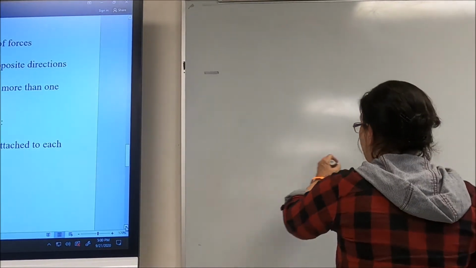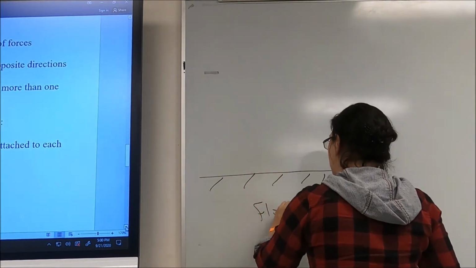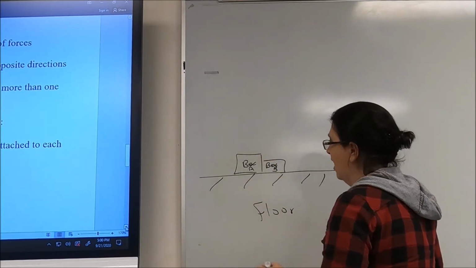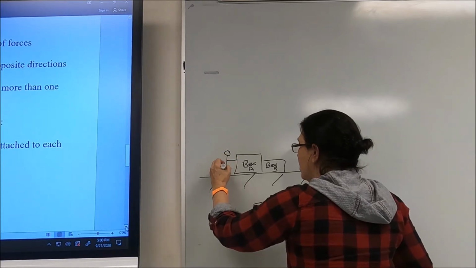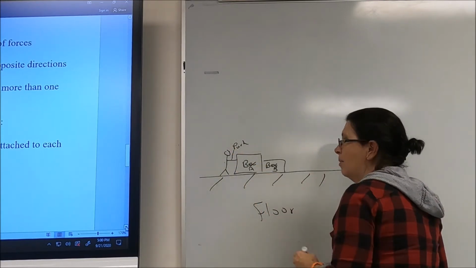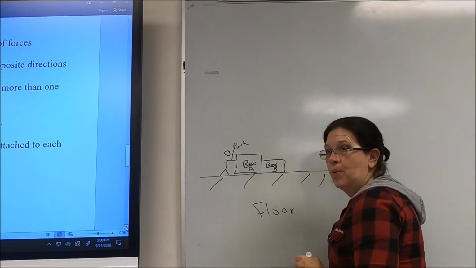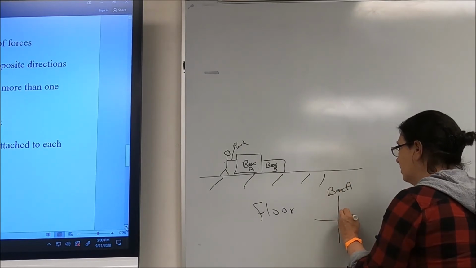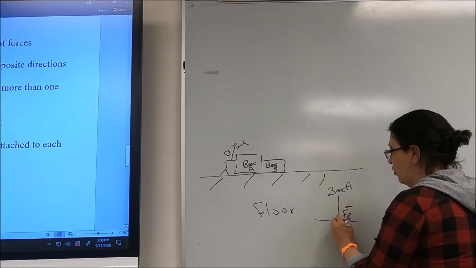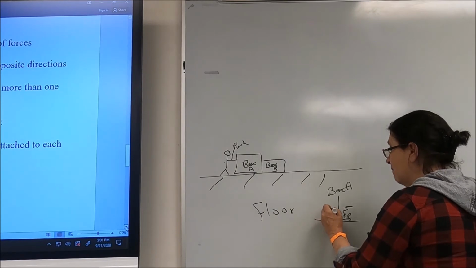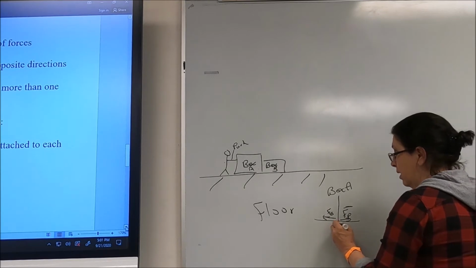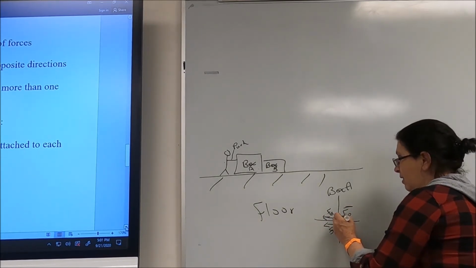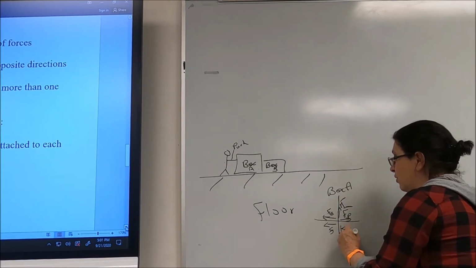So if I were to say that I had floor here, and here is box A, and here is a box B, and they're sitting side by side. If I come along here and I push on box A, box A is going to push on box B. So if I were to look at just box A, there would be my push, so I'll call it FP for force push, and then it's going to experience a force from B. There's probably going to be a frictional force because if I'm pushing on it, it's going to want to move in the opposite direction. And there's a normal force on it, and there's a force due to gravity.